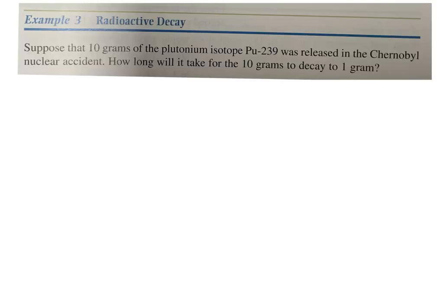All right, it says, suppose that 10 grams of plutonium isotope Pu-239 was released in the Chernobyl nuclear accident. How long will it take for the 10 grams to decay to 1 gram? They've given us a half-life for plutonium. So we have a half-life of 24,360 for plutonium, for this particular isotope. They actually told us the initial. How long will it take for 10 grams? They've given us my initial amount. So if I'm using my y equals c e to the kt, they've given me c.